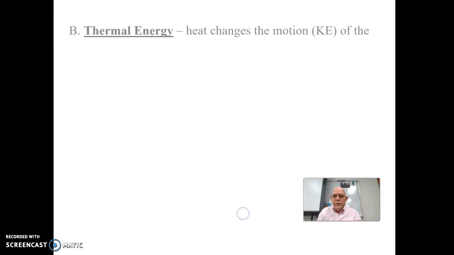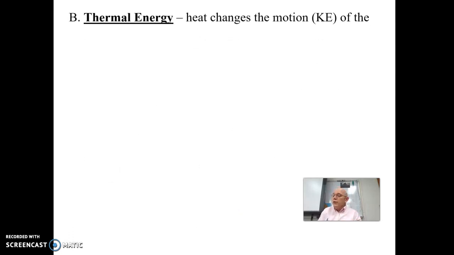All right, so that is the formula for energy. Now, we're going to talk about some other types of energy here, but technically, the next few we're going to talk about are really types of kinetic energy.